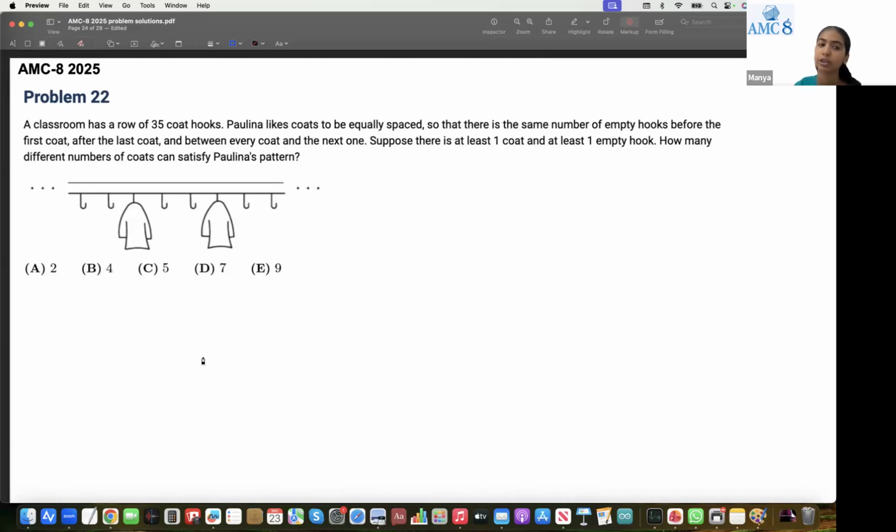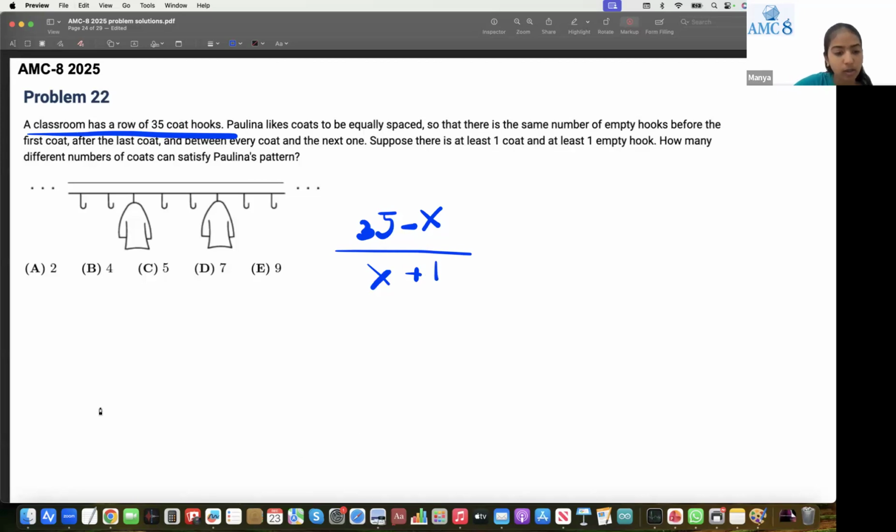First, we need to make an equation. So we know that there's 35 hooks. 35 minus x, where x is the total number of coats, divided by x plus 1. And we have to do x plus 1 because of the following. Let me draw this right over here.